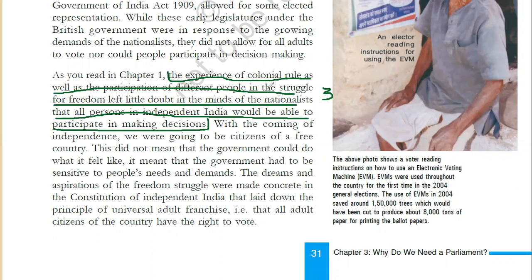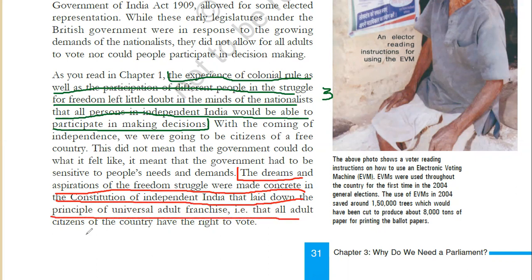And the fourth point would come from the bottom line. The dreams and aspirations of the freedom struggle were made concrete in the Constitution of Independent India that laid down the principle of universal adult franchise, that is, all adult citizens of the country have the right to vote. This would be point number 4, and this would be wrapping up your question number 1. So question number 1 will have only 4 points.